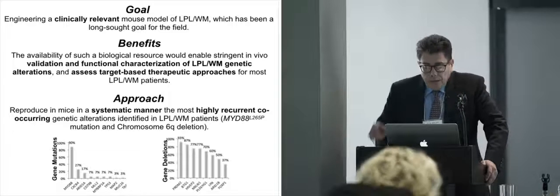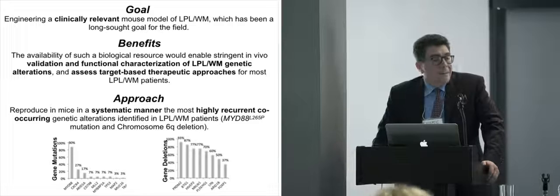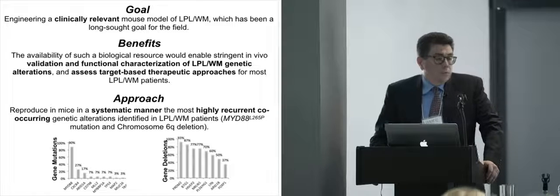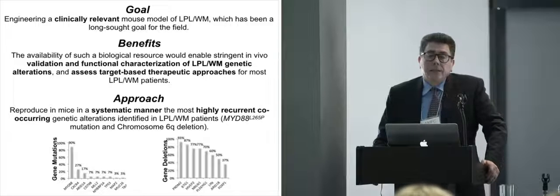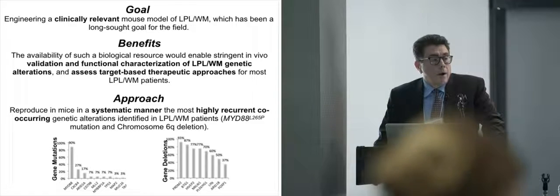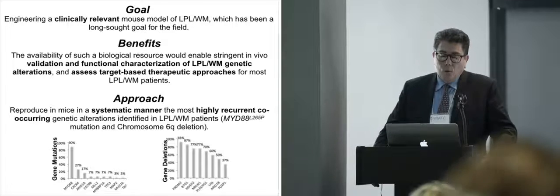In addition, I want to tell you that people have been using cell lines. And before, one of the presenters indicated it's very difficult to generate cell lines for doing research in Waldenstrom macroglobulinemia. This is the second reason why it's so important to generate this mouse model of Waldenstrom.